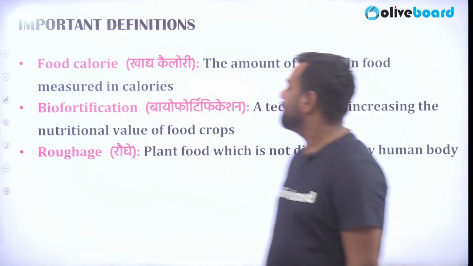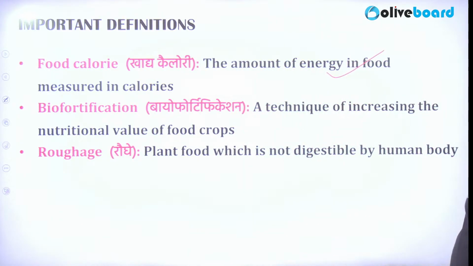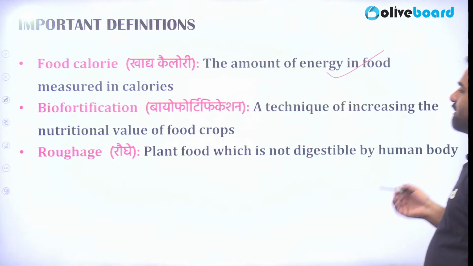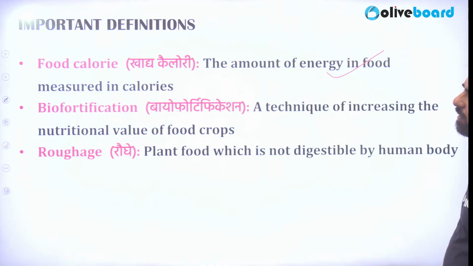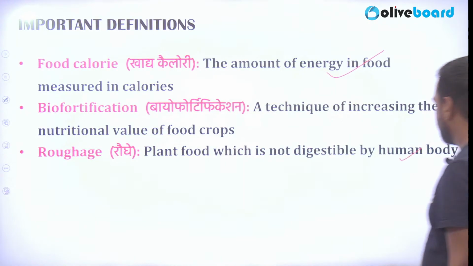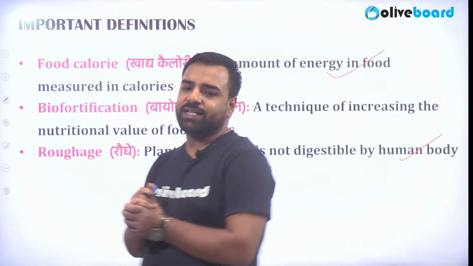What is food calorie? So the amount of energy in the food which is measured in the calories. Biofortification, that is the technique of increasing the nutrition value of the food crops. And roughage, that is the plant food which is not digestible by the human body. So that's all from my end.